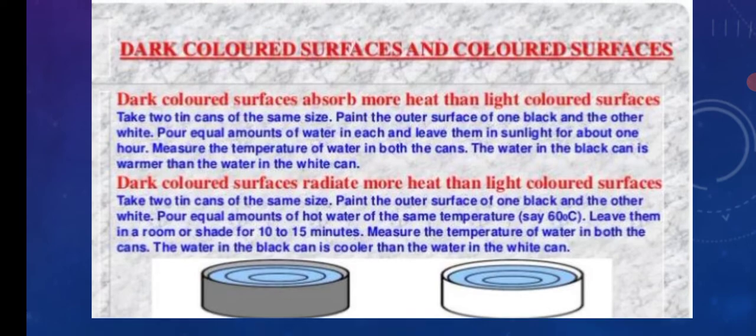Electric room heaters have a polished metallic surface behind the heating coil. This surface reflects most of the radiant heat that falls on it and gives effective heating to the room. Here you can see that a dark colored surface radiates more heat than a light colored surface.